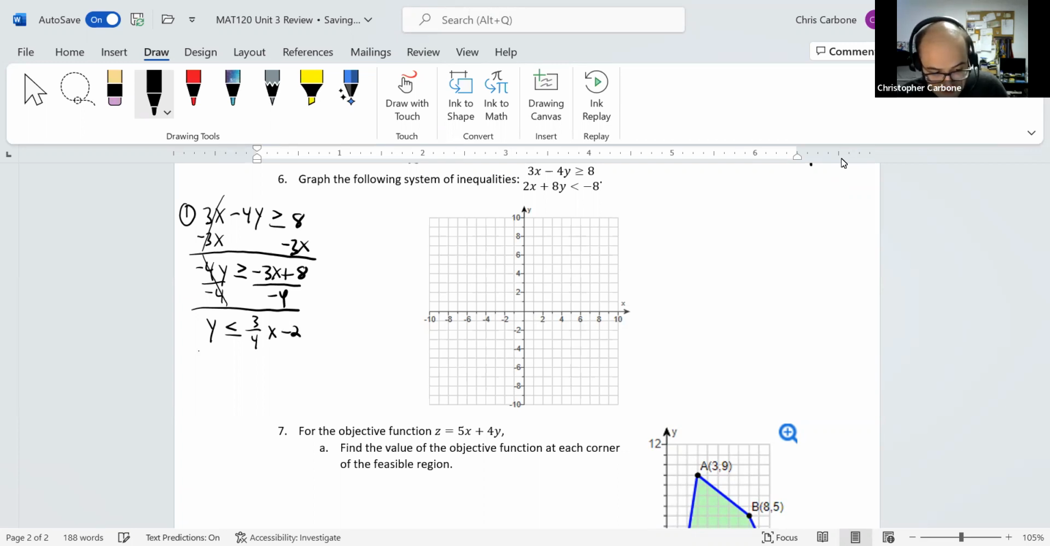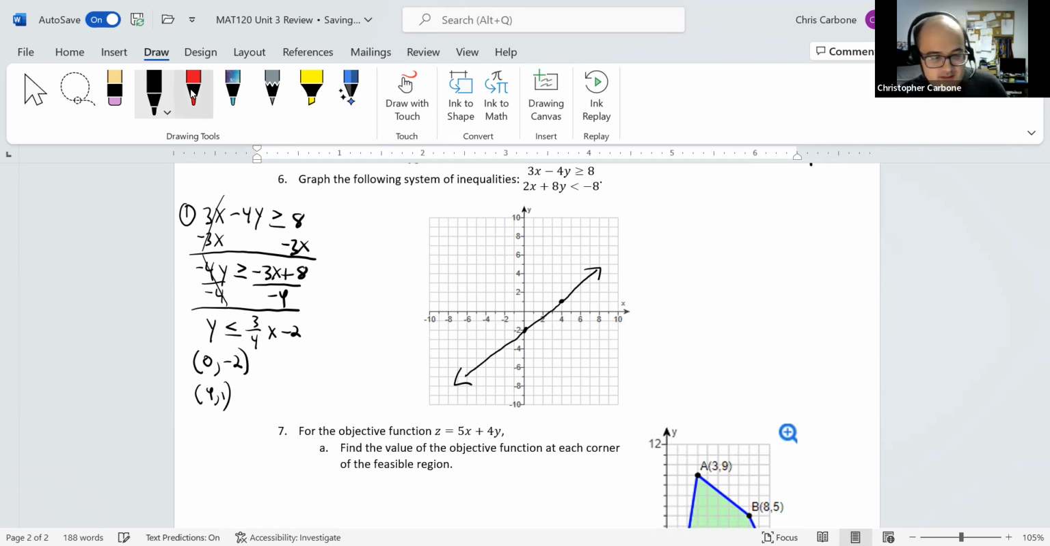So our y-intercept when we put in 0 for x is (0, negative 2). And we go up 3 and to the right 4. So our next point is at (4, 1). And then we have a solid line because of the or equal to in this inequality. So that would look like this about. Presuming my line was straighter, of course.